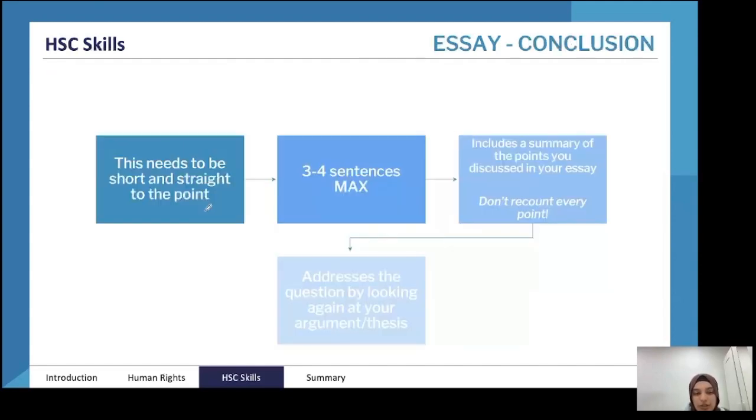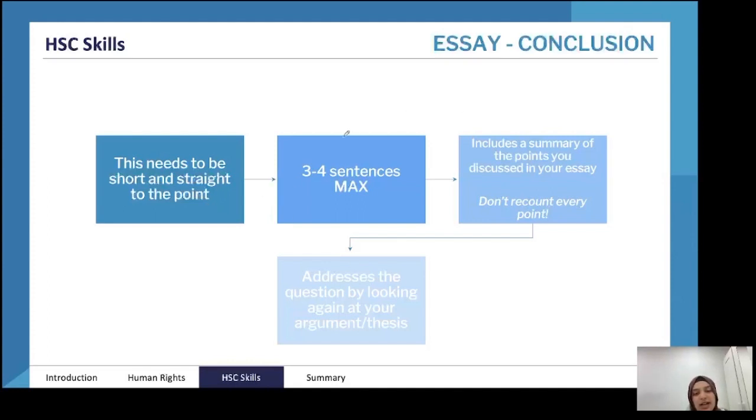And then your conclusion. This needs to be short and straight to the point. It's really important to remember that because you don't want to spend too much time waffling in your conclusion. You just want to conclude it off. Don't introduce any new points, like don't bring a concept out of nowhere. That's not really helpful, because you're just recounting what you've already talked about, but you don't need to recount everything as well, which we'll talk about.